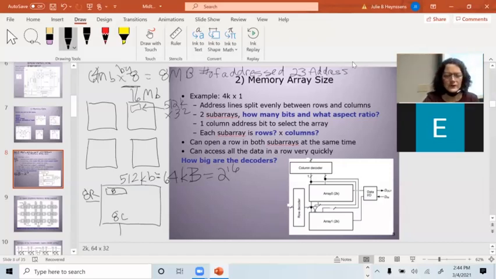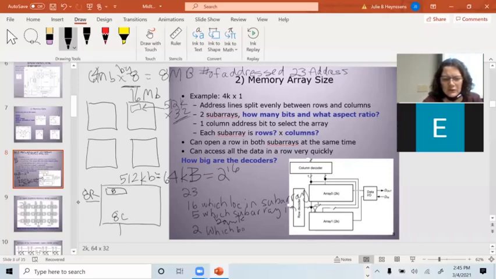So how am I going to divide up the 23 address lines? Well, I need 16 to tell me which location in the subarray. 32 is 2 to the 5th, so I need five address lines to tell me which subarray in the bank, and I need 2 address bits to tell me which bank I'm in.